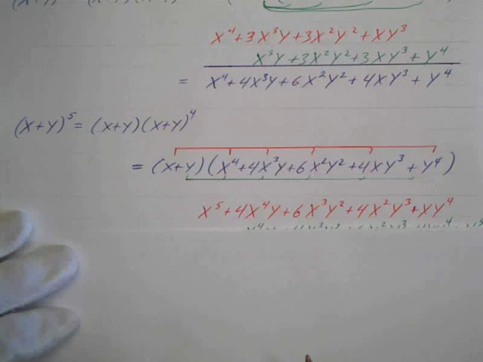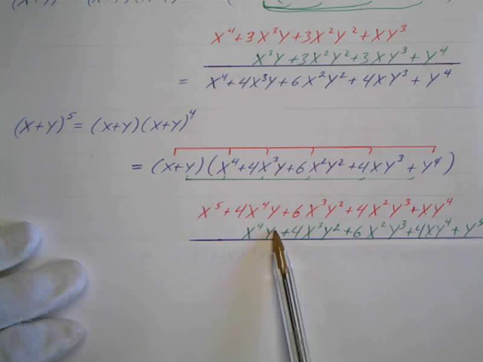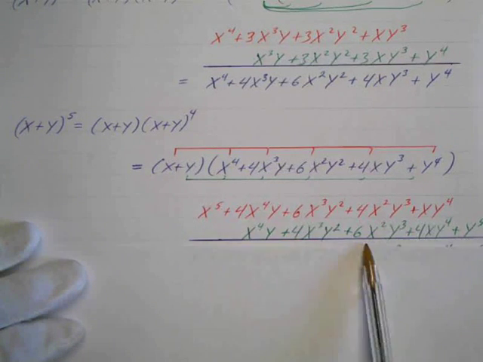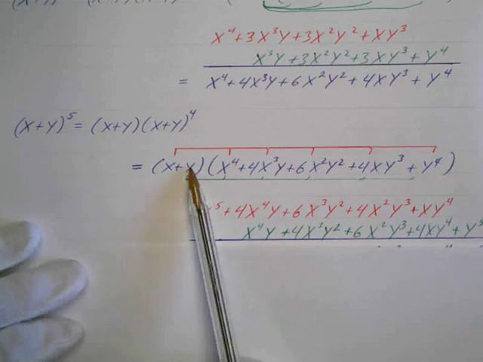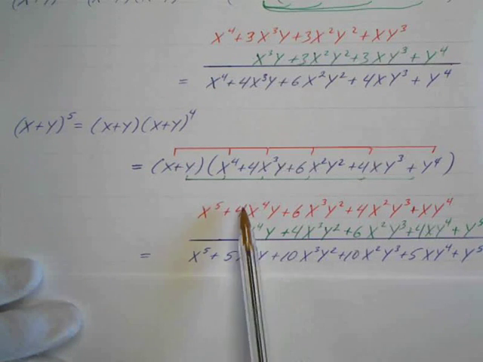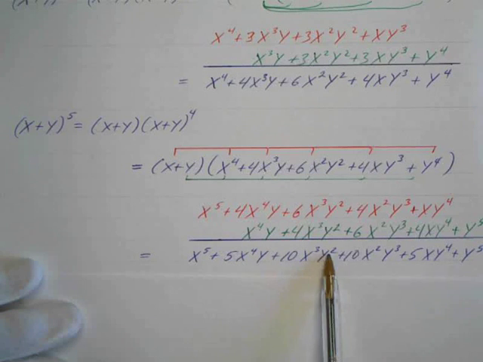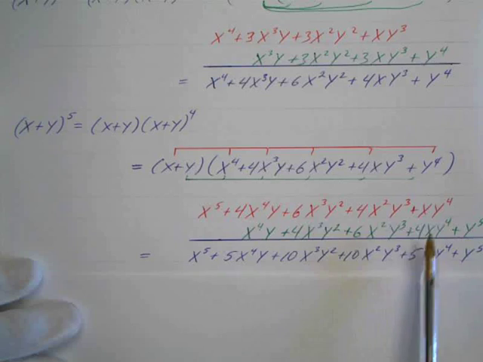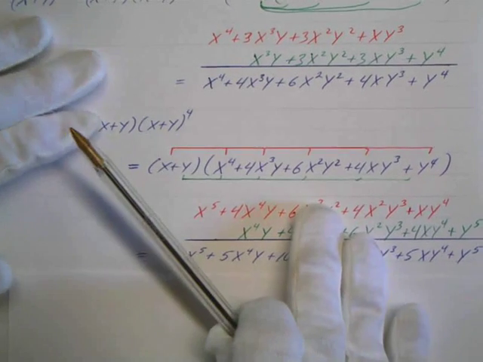We just increase the exponents on x by 1, then we multiply everything by y. So we have x to the fourth y, 4x to the third y to the second, 6x squared y to the third, 4xy to the fourth, and then finally y times y to the fourth is y to the fifth. We add up our like terms: x to the fifth, 4 plus 1 is 5x to the fourth y, 6 plus 4 is 10x cubed y squared, another 4 plus 6 is 10x squared y to the third, 1 plus 4 is 5xy to the fourth, and finally y to the fifth. This is over here.